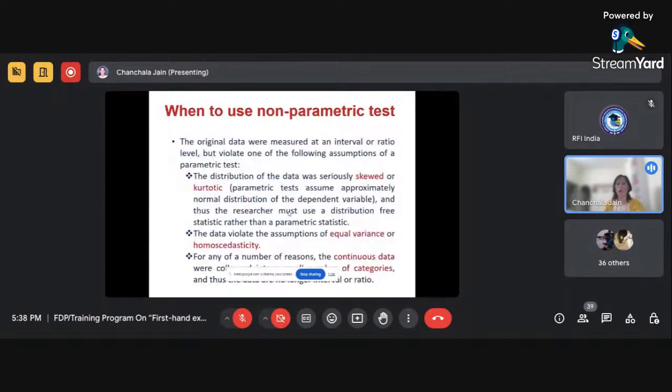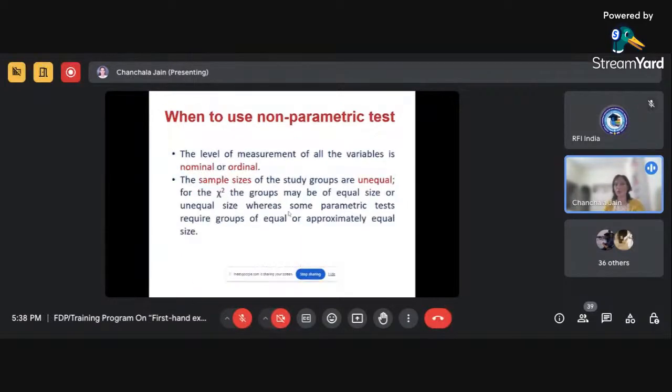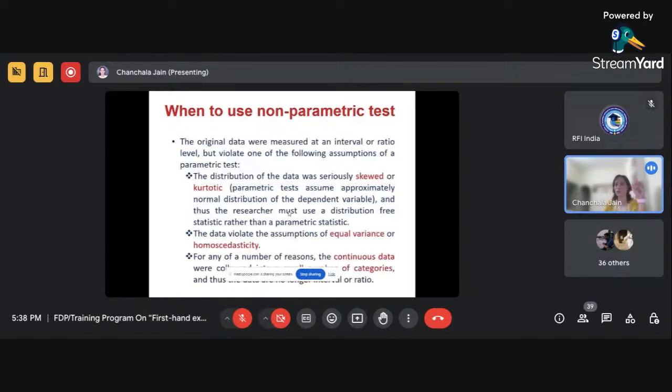Now, the second slide says, in continuation of when you need to use a non-parametric test, the next point: the original data were measured at an interval or ratio level. Whenever you have continuous, that is numeric, data, and your data is not meeting the assumptions of a parametric test, in that case you can perform non-parametric tests, right?